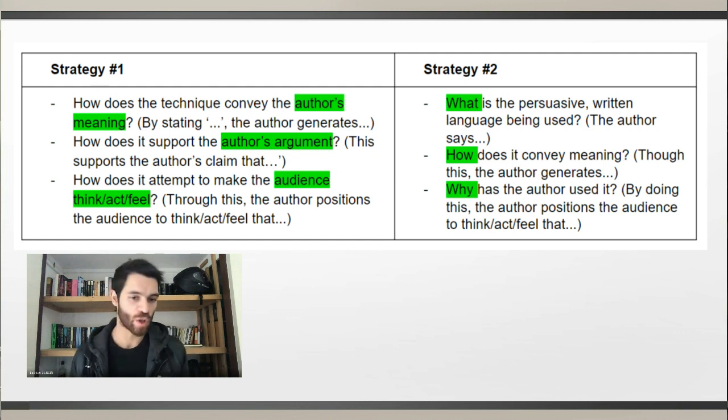If that one doesn't work for you, you can use the second strategy, which is just the what, how, and why. So what is the persuasive written language being used? How does it convey meaning, and why has the author used it? So again, there are kind of examples of sentence starters kind of in those brackets. You don't have to use them. They're just suggestions in case you get stuck. But basically, you can use either of these. They both end up doing the same thing anyway.